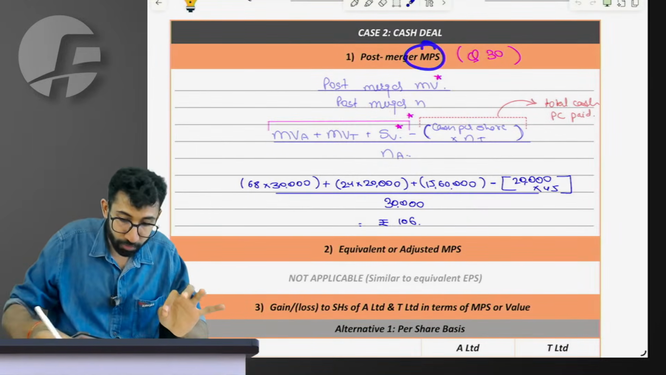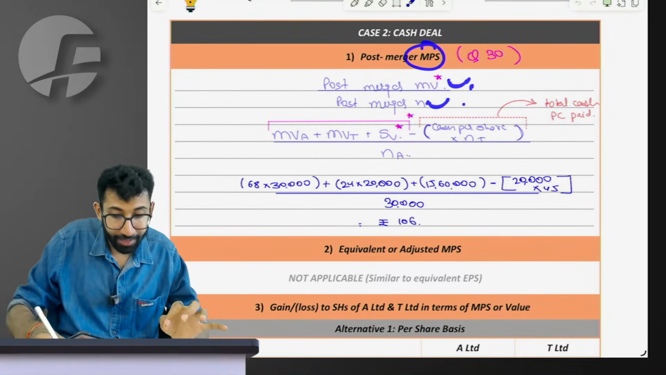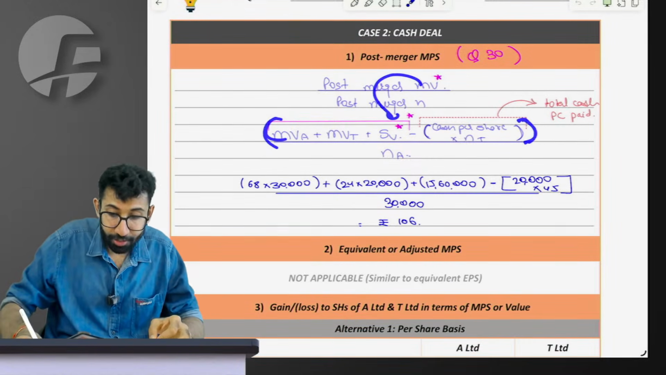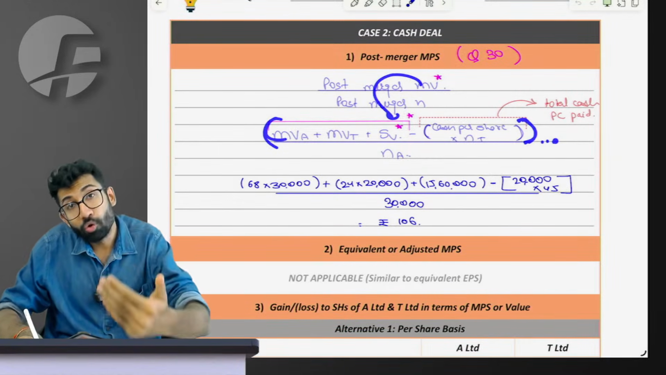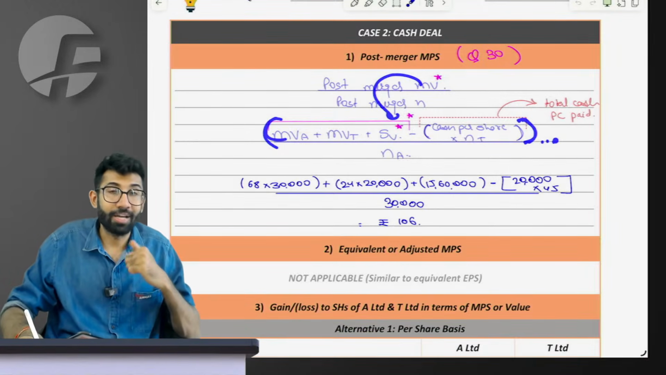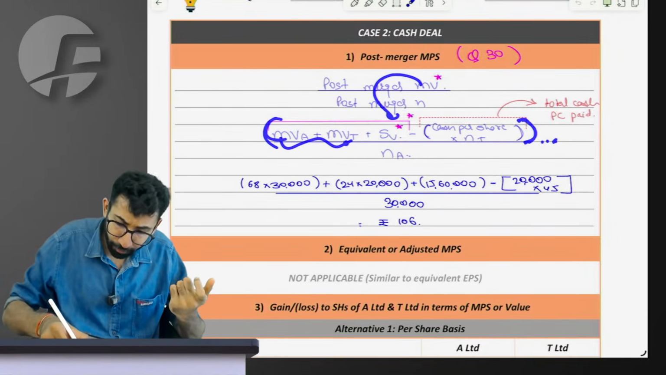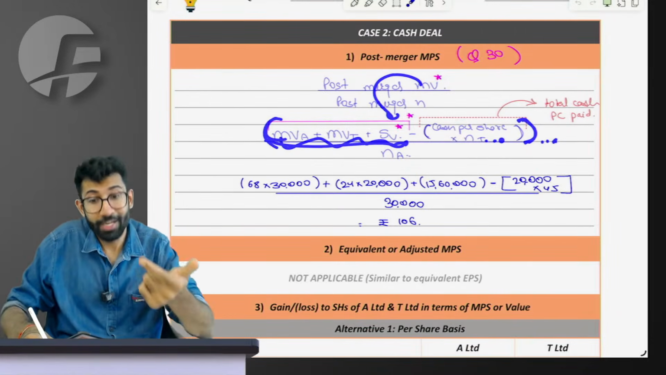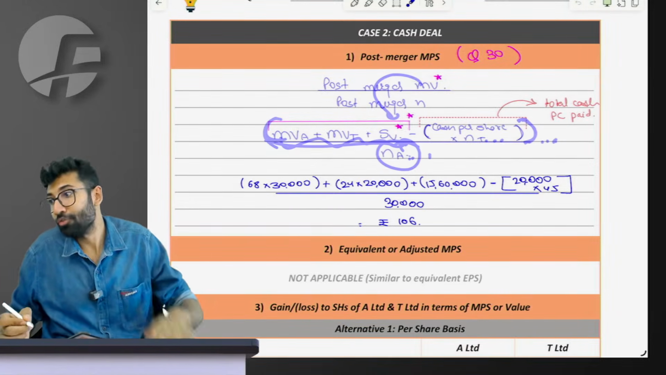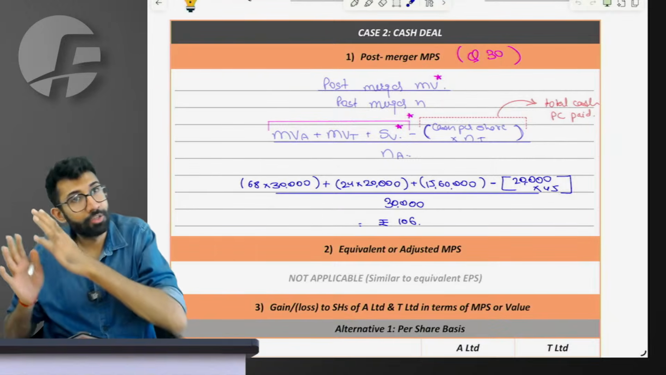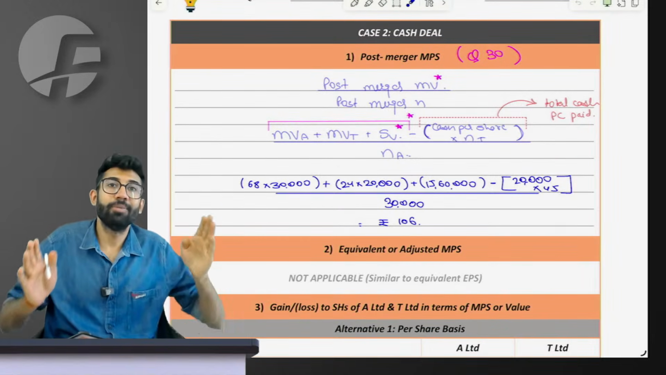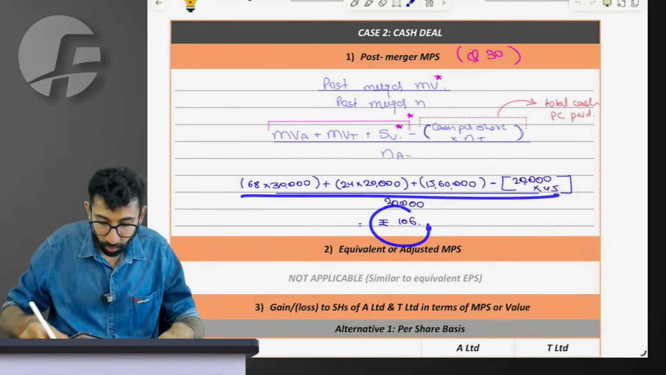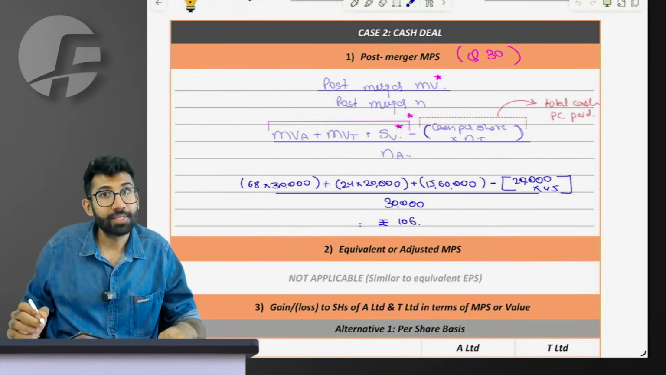The logic is the same. Post-merger MPS is post-merger market value divided by number of shares. But this time the post-merger market value in case of a cash deal requires the cash to go out. My value, your value, synergy in value, I am following the value approach. That is also fine. Minus the cash that I've paid out, divided by only my number of shares. So a small modification is what this has. The original thought process continues to remain intact, and that's how you get the post-merger MPS to be 106.